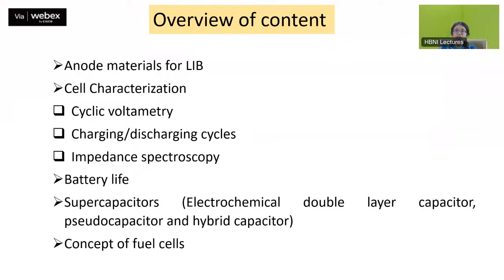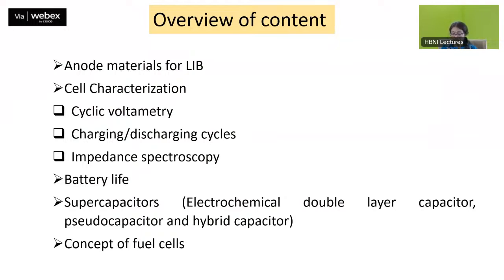In it, you have cyclic voltammetry, which we'll be discussing. We'll be talking a little bit about impedance spectroscopy. This will be followed by the charging discharging cycle. Then it's going to be a little bit about battery life. And with this, we will finish off our battery portion. And in the remaining portion of this lecture, we'll cover a little bit on supercapacitors, and we'll also cover a little bit on the concept of fuel cells.